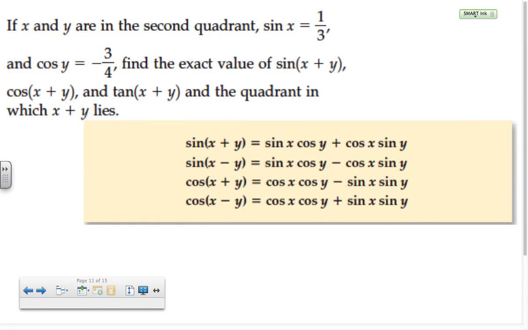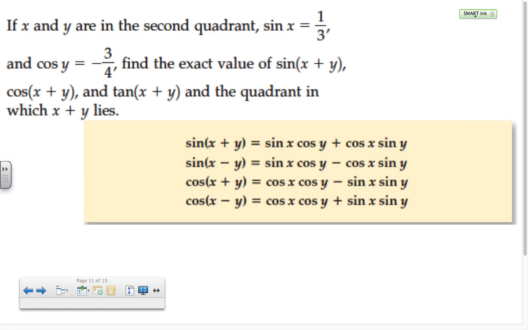So first of all, in the fact that we're finding the sine of x plus y, we know that the answer has got to be positive because sine is positive in the second quadrant. So whatever our answer is, make sure that it's positive. If it's negative, switch it back. If you're finding the cosine, which we're not doing, the answer needs to be negative. If you're finding tangent, the answer needs to be negative because we're in the second quadrant.